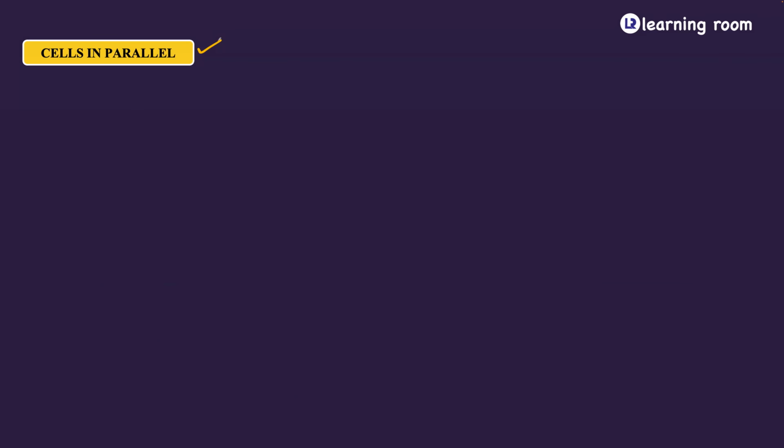So the next topic that we are going to see is cells in parallel. So whenever we speak about parallel connection, what is going to be the same value? It is going to be the potential difference, right? So when I take one cell like this and another cell like this, whose values are E1 R1 and E2 R2.